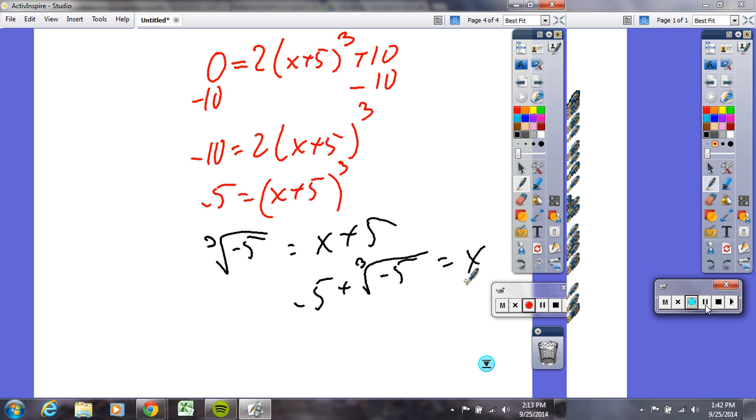Yes, ma'am. So when you solve, that's the only way you're going to get real zeros, is by solving in that fashion. The other ones came out by the other method.